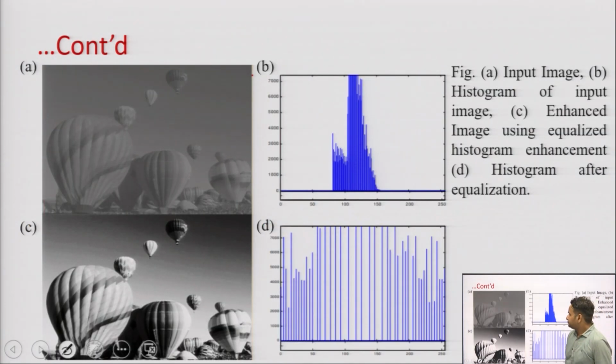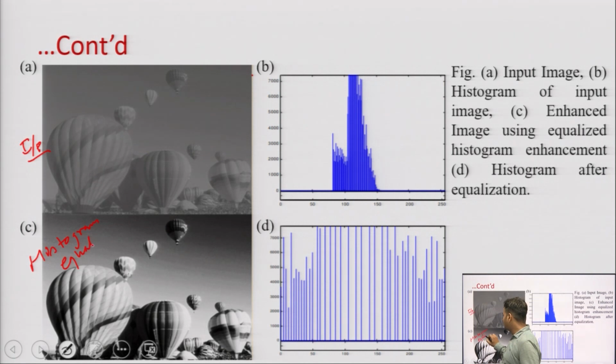Now, here we are taking the input image, and after histogram equalization your image looks like this. That image is just the output of the histogram equalization process. After doing the histogram equalization, your image gets enhanced in this particular manner. For the input image your histogram looks like this, and after the histogram equalization process your image becomes like this.